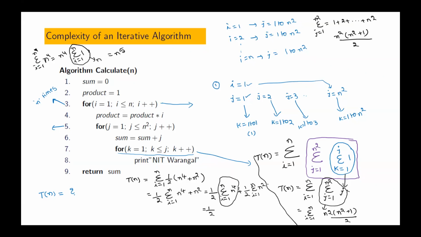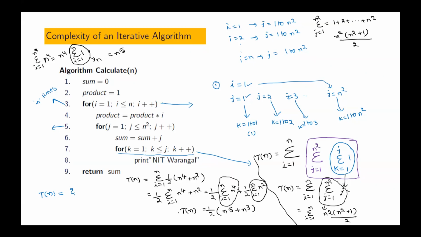Similarly, what is sigma i equal to 1 to n of i squared? N power 3. So finally, 1 by 2 if we take common, n power 5 plus n power 3, we get now T of n.